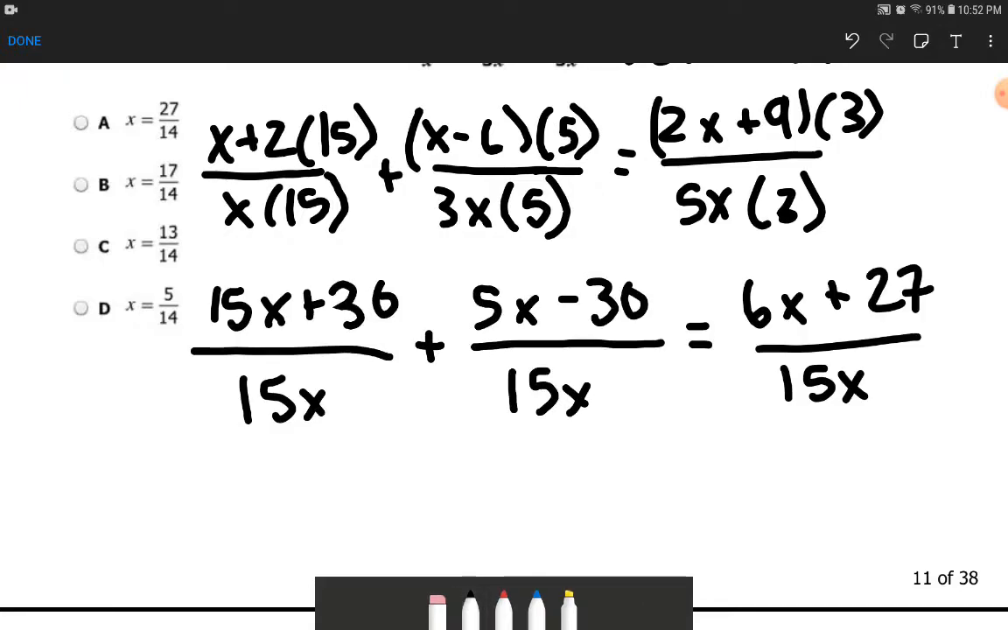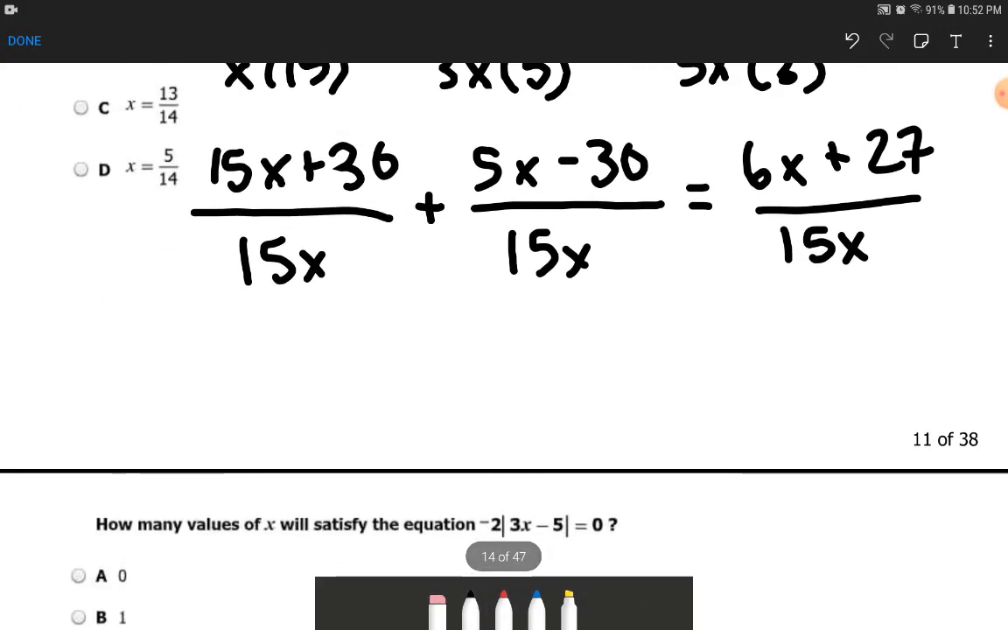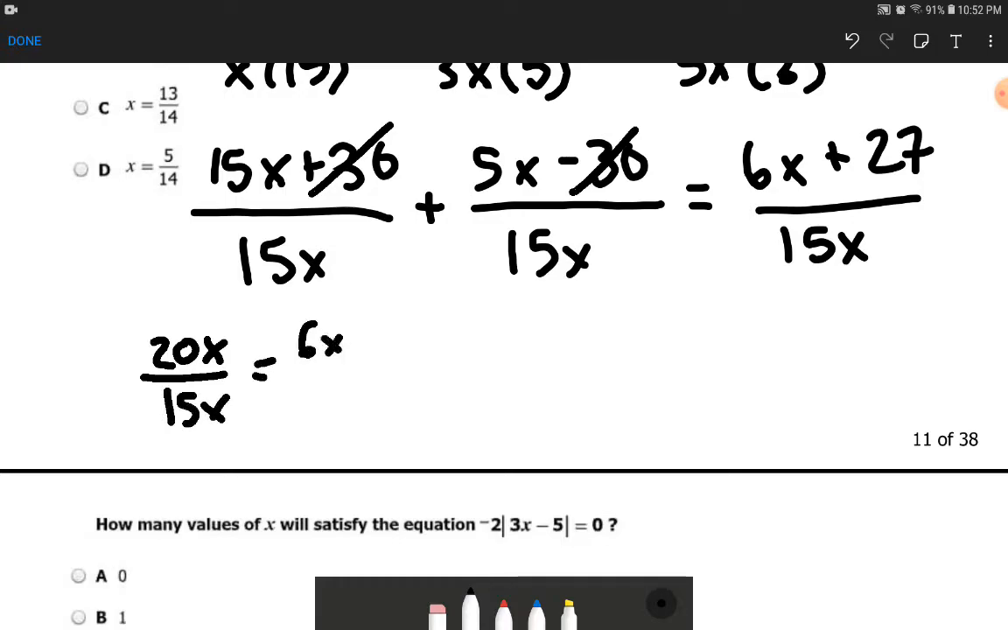Now, since our denominators are similar, we can just solve normally. We're going to solve the numerators. We're going to go 15x plus 5x, 20x, plus 30 minus 30, that will cancel out. I'll go over 15x, which equals 6x plus 27 divided by 15x. So now what I'm going to do is subtract 6x plus 27 divided by 15x on both sides.